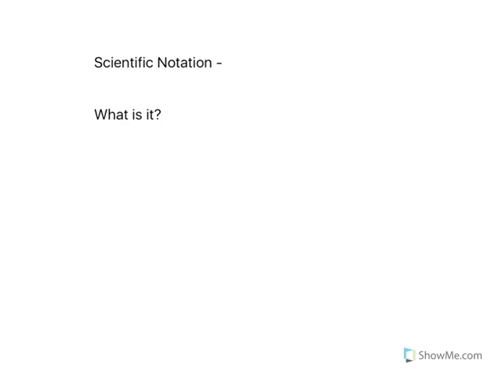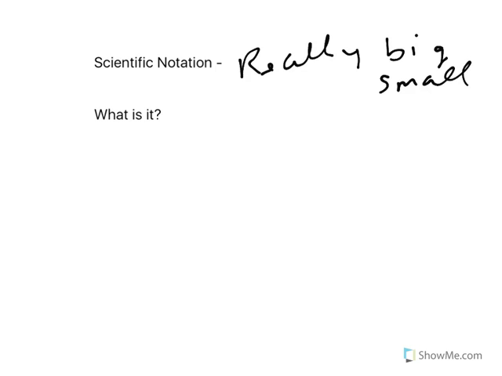Now, scientific notation in general is a way to write either really big or really small numbers. And when I say really big, I don't mean like 10,000. I mean like 10 billion. Or really small, like 10 millionths. Something really big or really small. And so we write that as a number times 10 to some power.